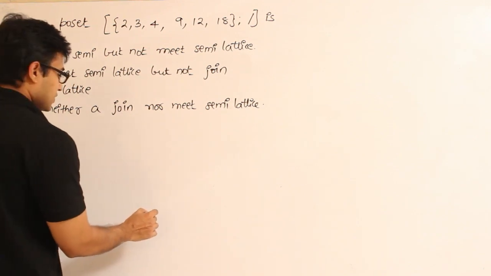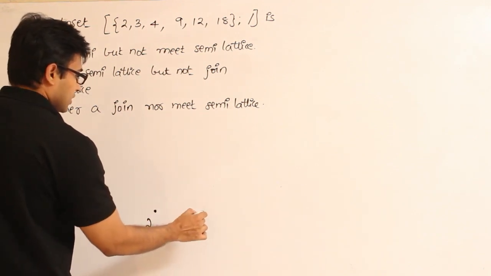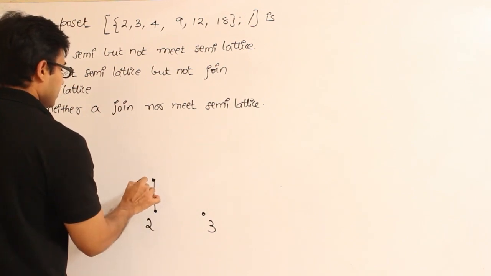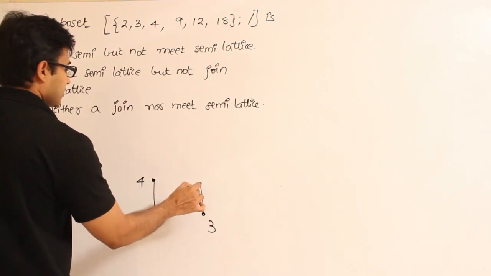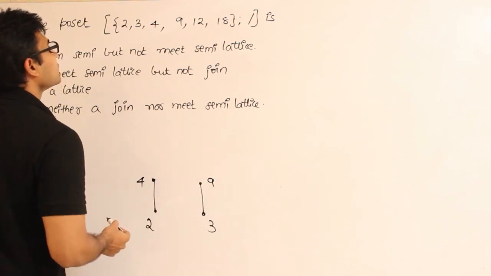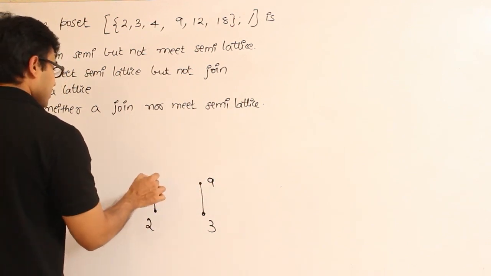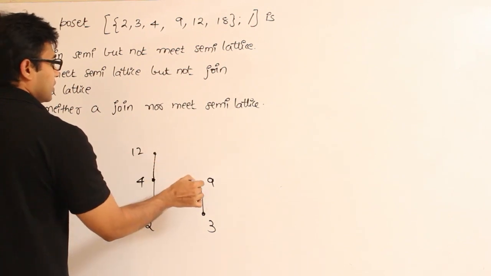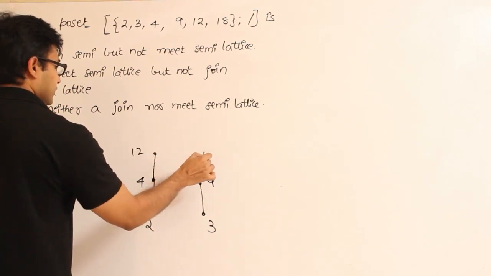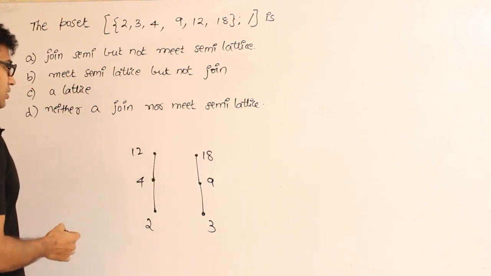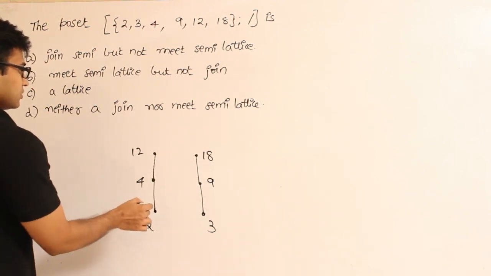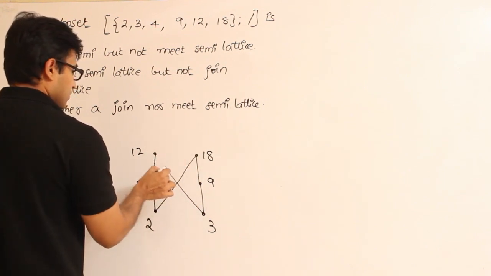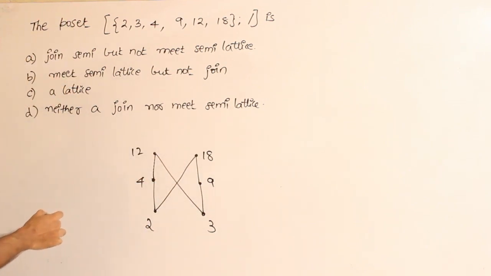So 1 is an element, 2 is an element, and 3 is an element, and 4 is there, and then 9 is there, and 12 is there. So 4 3s, and then 18 is there. That's it. And 2 divides 18, right? As well as 3 divides 12. So this is the diagram. So this is the poset diagram.